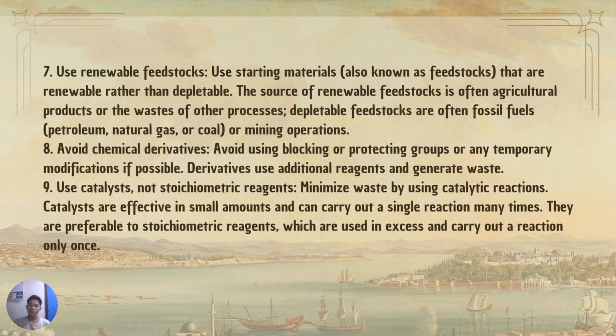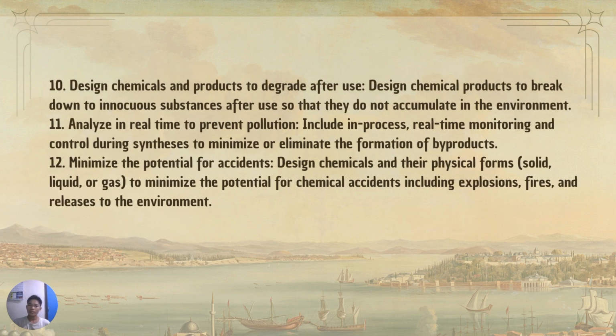Green chemistry promotes sustainability by using renewable feedstocks, avoiding chemical derivatives that generate waste, and using catalysts instead of stoichiometric reagents to improve efficiency and reduce waste. Green chemistry principles include designing products that safely degrade after use, using real-time monitoring to prevent pollution during production, and minimizing the risk of accidents.